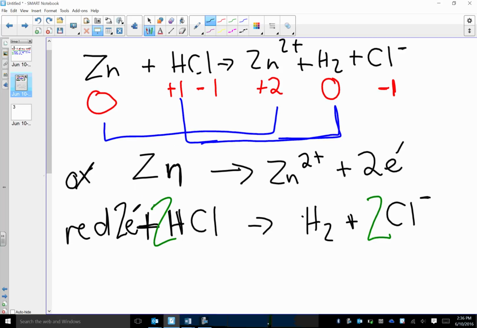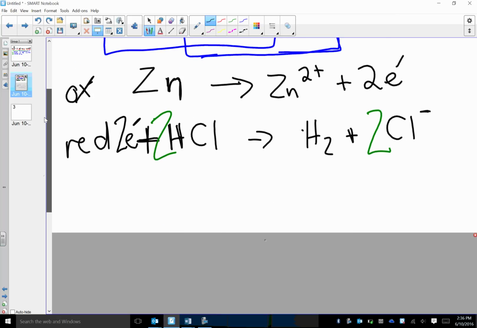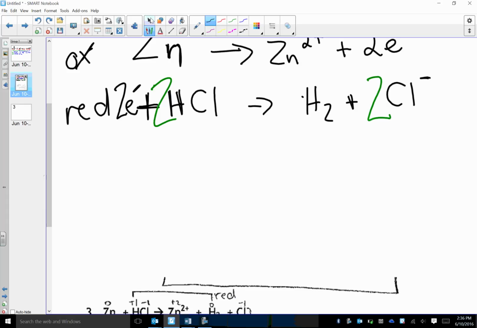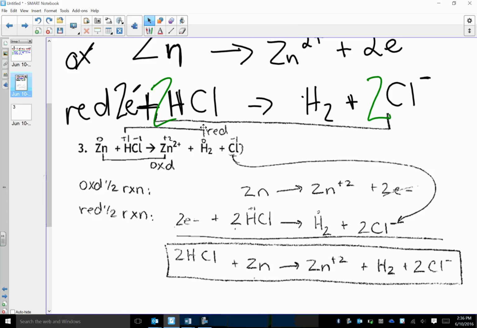Now I have lost the same number of electrons as I have gained. That's really important for these reactions. So finally what I have to do is I have to add these 2 reactions together. And I actually had done that previously here. I'm just going to bring up my work.